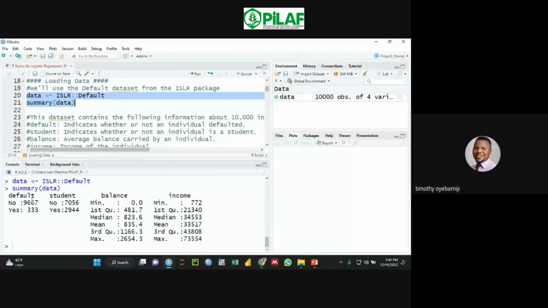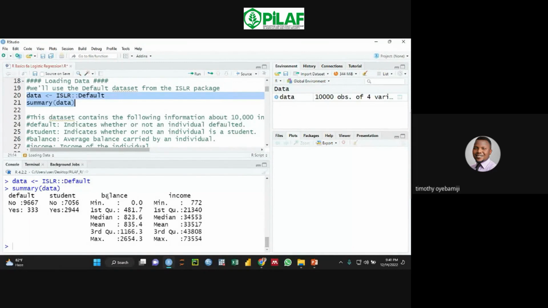While student is also a categorical variable, no and yes. You are either a student or not. If you are retired, you are not a student. If you are working class, you are not a student. All right. So we have 2,944 students, while those who are not students are 7,056.